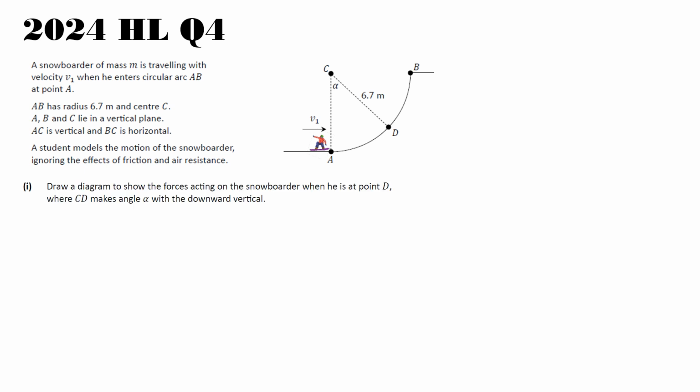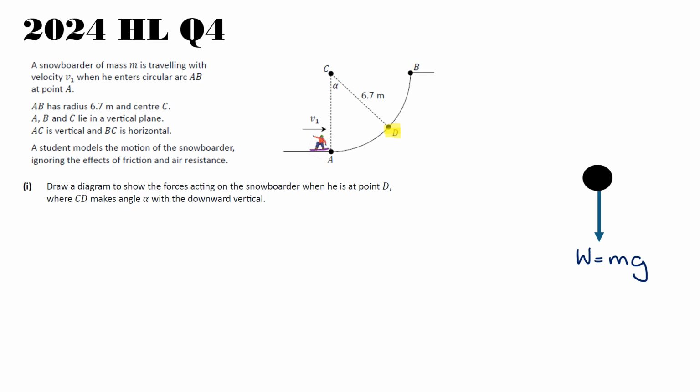So part 1 asks us to draw a diagram to show the forces acting on the snowboarder when he is at point D, where CD makes an angle of alpha with the downward vertical. So just focus on what we're told. So D is here along the arc. So we'll start with our snowboarder, and weight is always a great force to put in first. We always know it works straight down, so our weight is equal to mass times gravity.